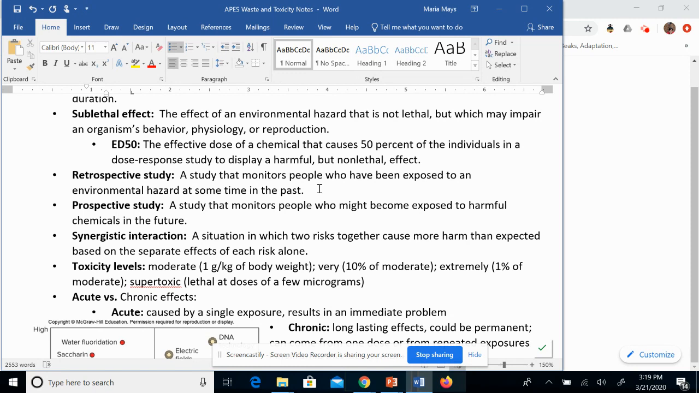That would be unethical. All right, a synergistic interaction is a situation in which two risks together cause more harm than expected based on separate effects of each risk alone.